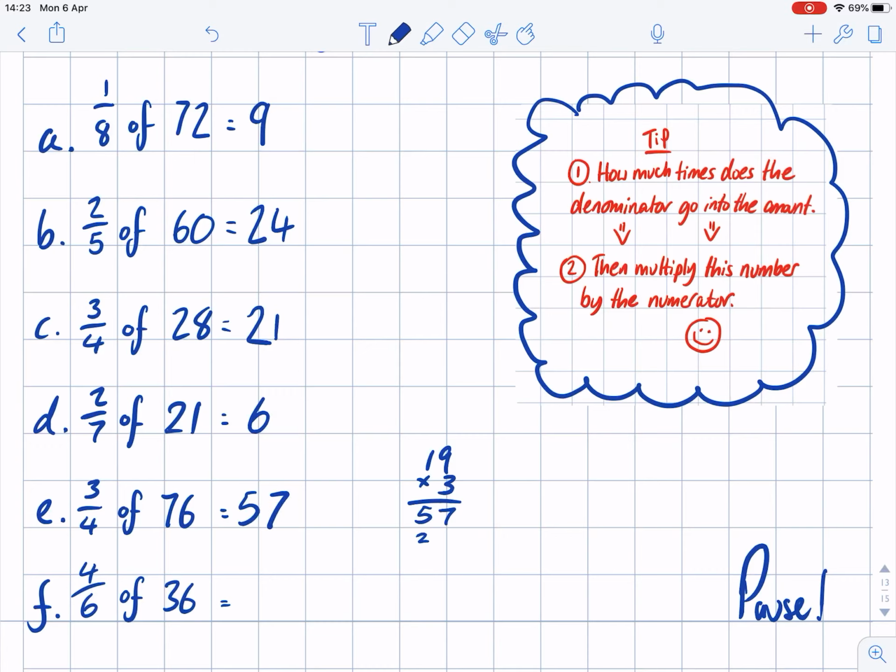And then the last one, 4/6 of 36. How many 6s go into 36? It's 6. 6 times 4, 24. So there are your answers.